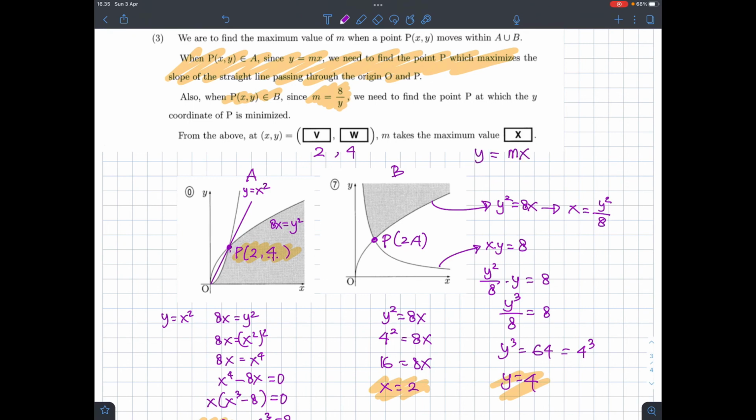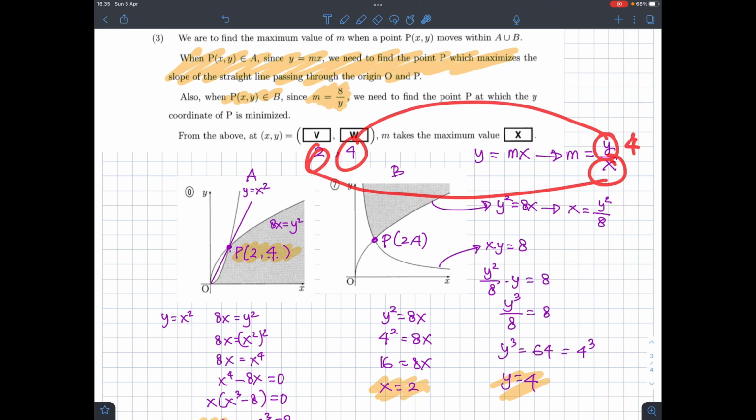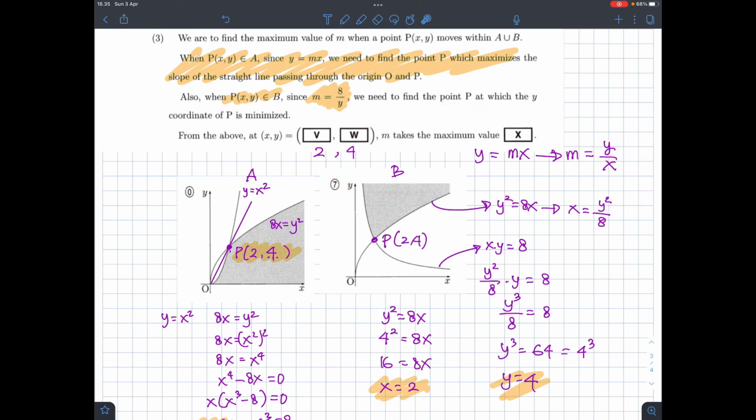From here we got M equals y per x, so this is y and this is x. So 4 divided by 2 is 2. So this is 2. This is v equals 2, w equals 4, and x equals 2.